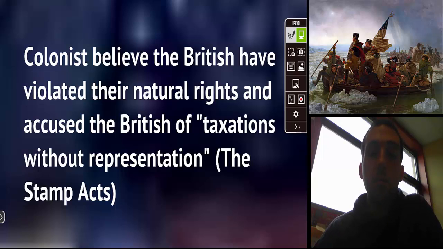But moving on, we're going to talk about the Stamp Act. So the colonists believed that the British had violated their natural rights and accused the British of taxation without representation, like we mentioned, to help pay for that war.